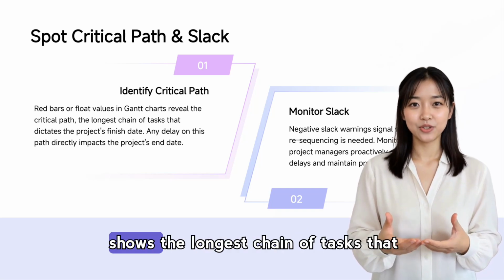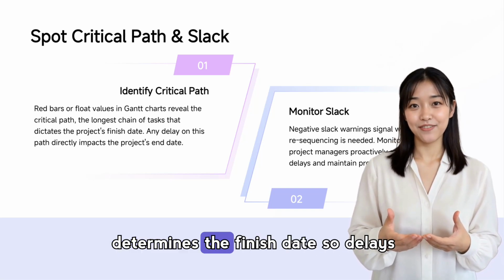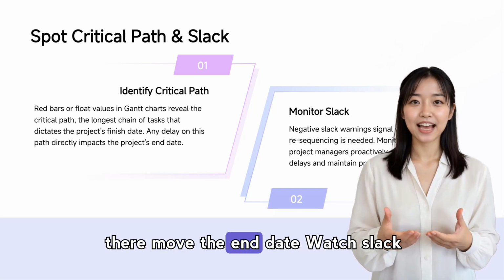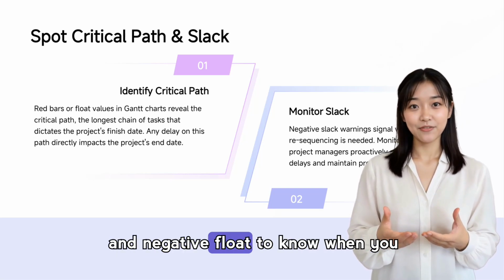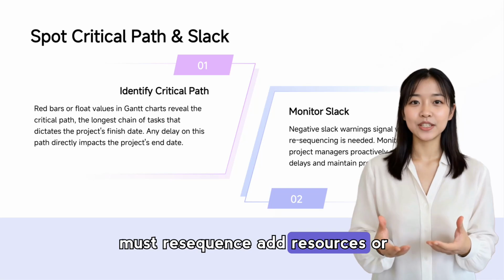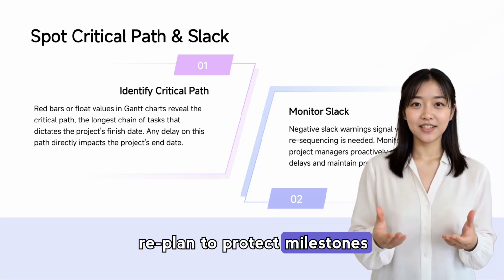The critical path shows the longest chain of tasks that determines the finish date, so delays there move the end date. Watch slack and negative float to know when you must resequence, add resources, or replan to protect milestones.